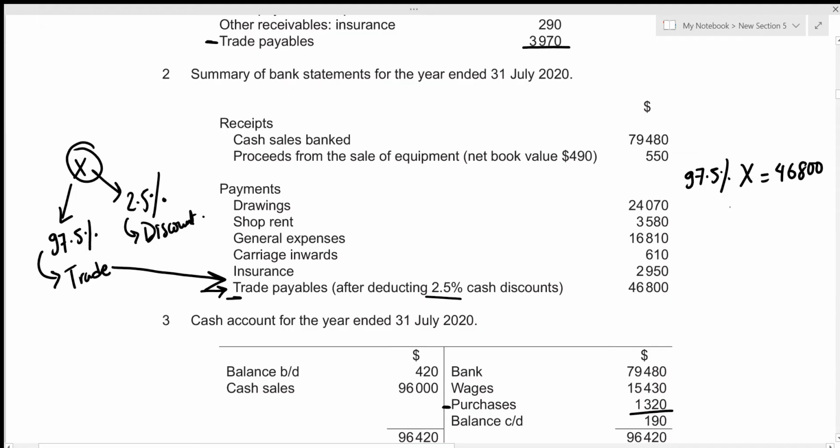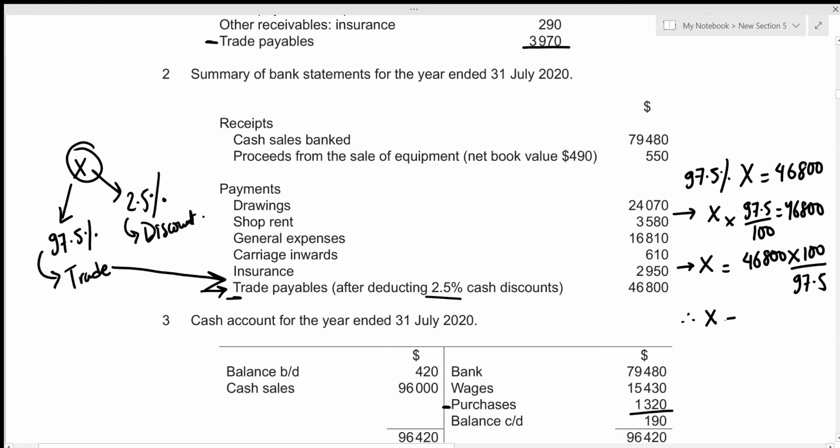46,800, right? Then if we solve this equation, that's going to be X times 97.5 by 100 is going to be 46,800. That just means that X is going to be 46,800 times 100 divided by 97.5, which gives the total amount X, which is really the credit purchase, right? So the credit purchase is just going to be 48,000.